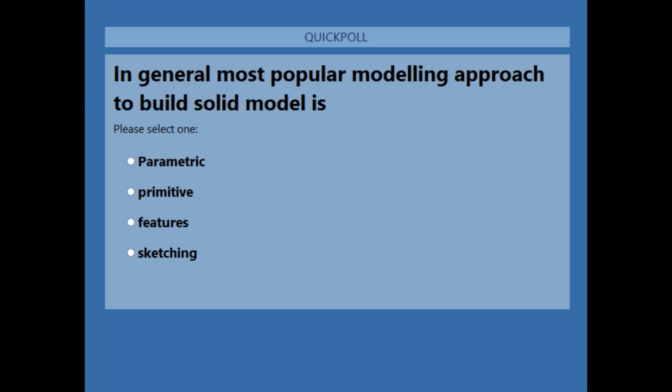Up till now, we have discussed so many things. So which of the approaches for creation of solid model is used? Maybe it is parametric, maybe it is primitive, maybe it is feature-based modeling, or it is sketching. So you need to practice this also. Okay. So yes, people, please vote, so I can see whether you are attentive or not.